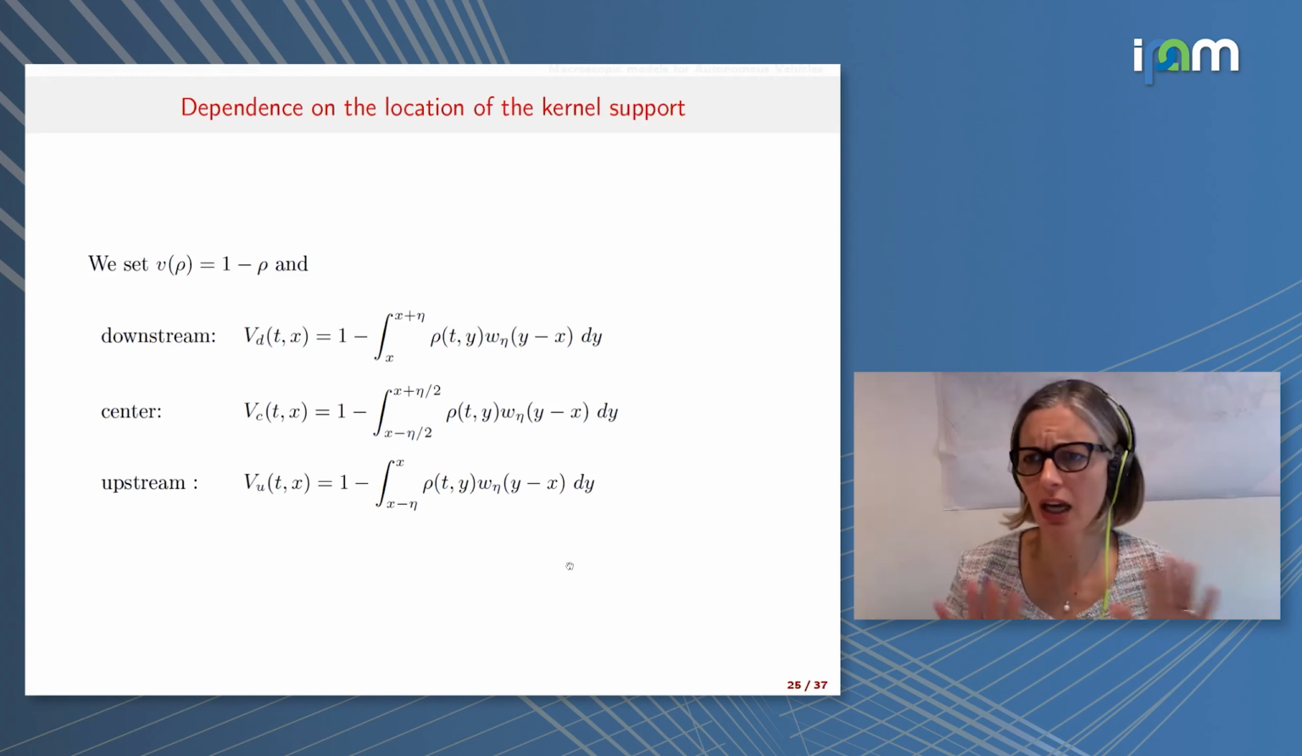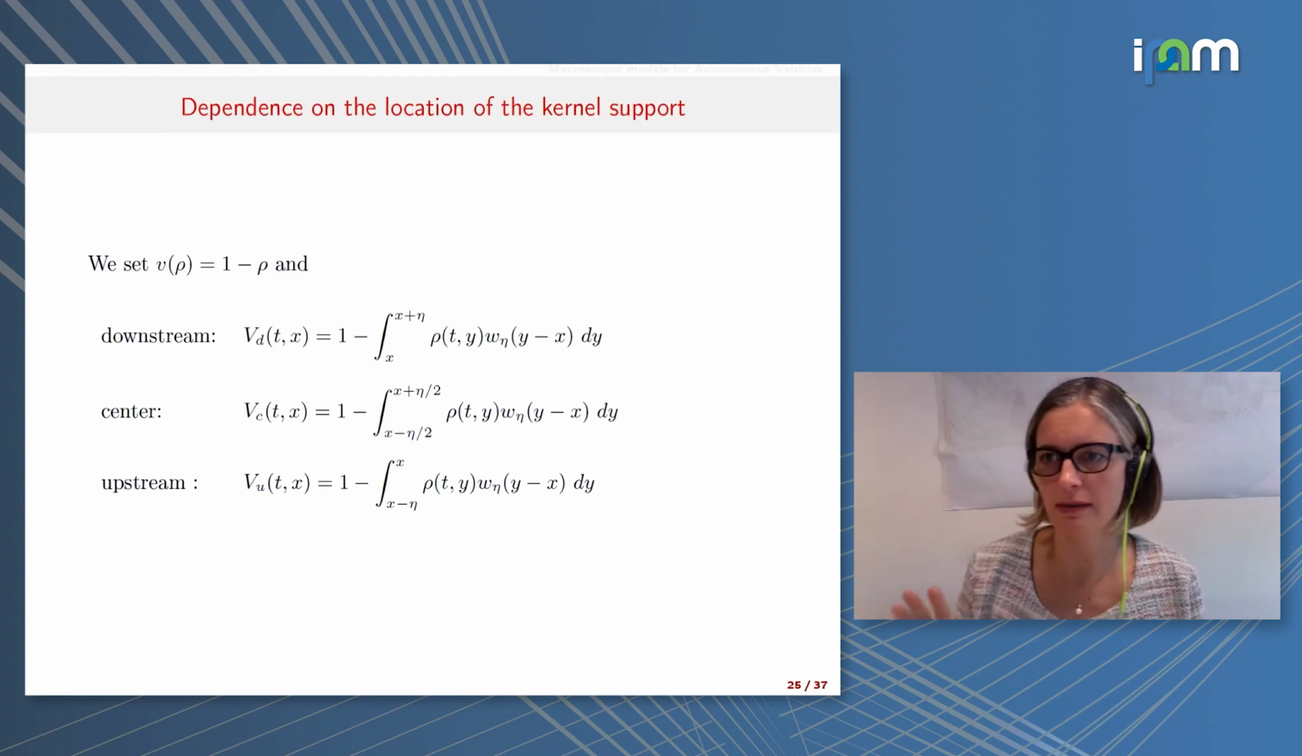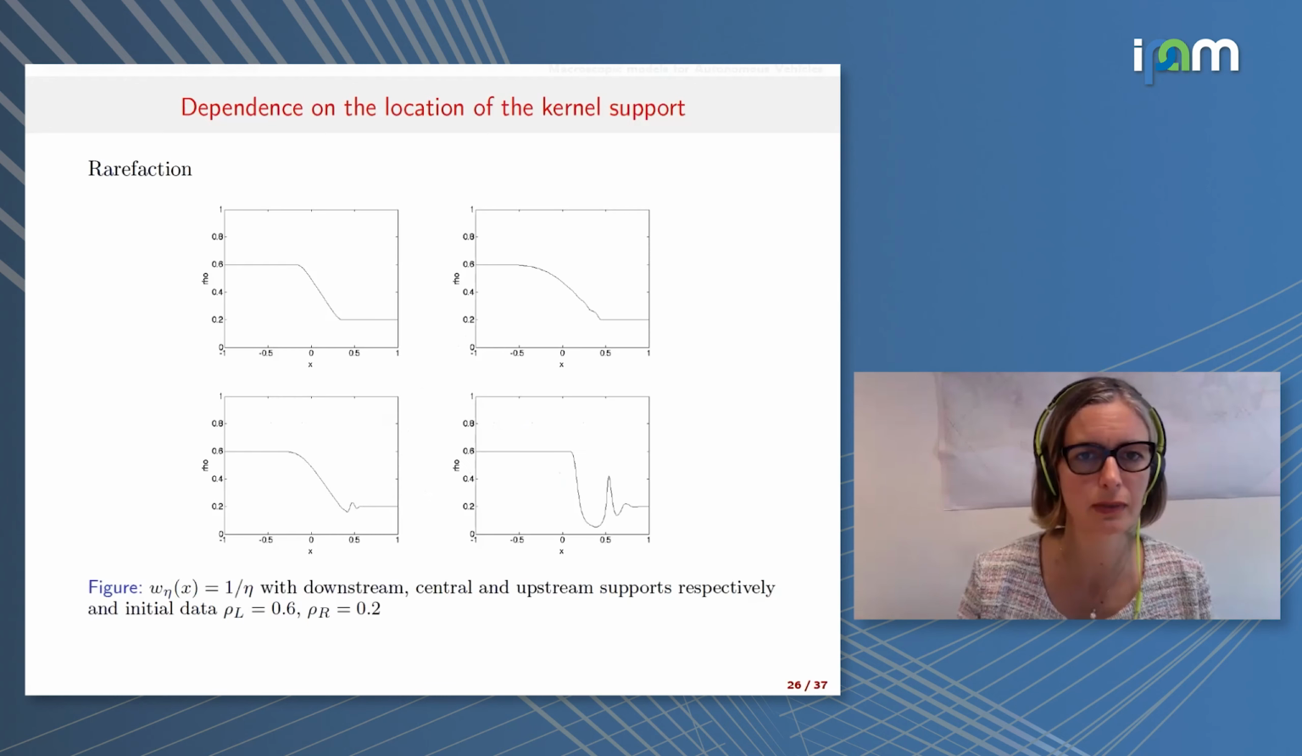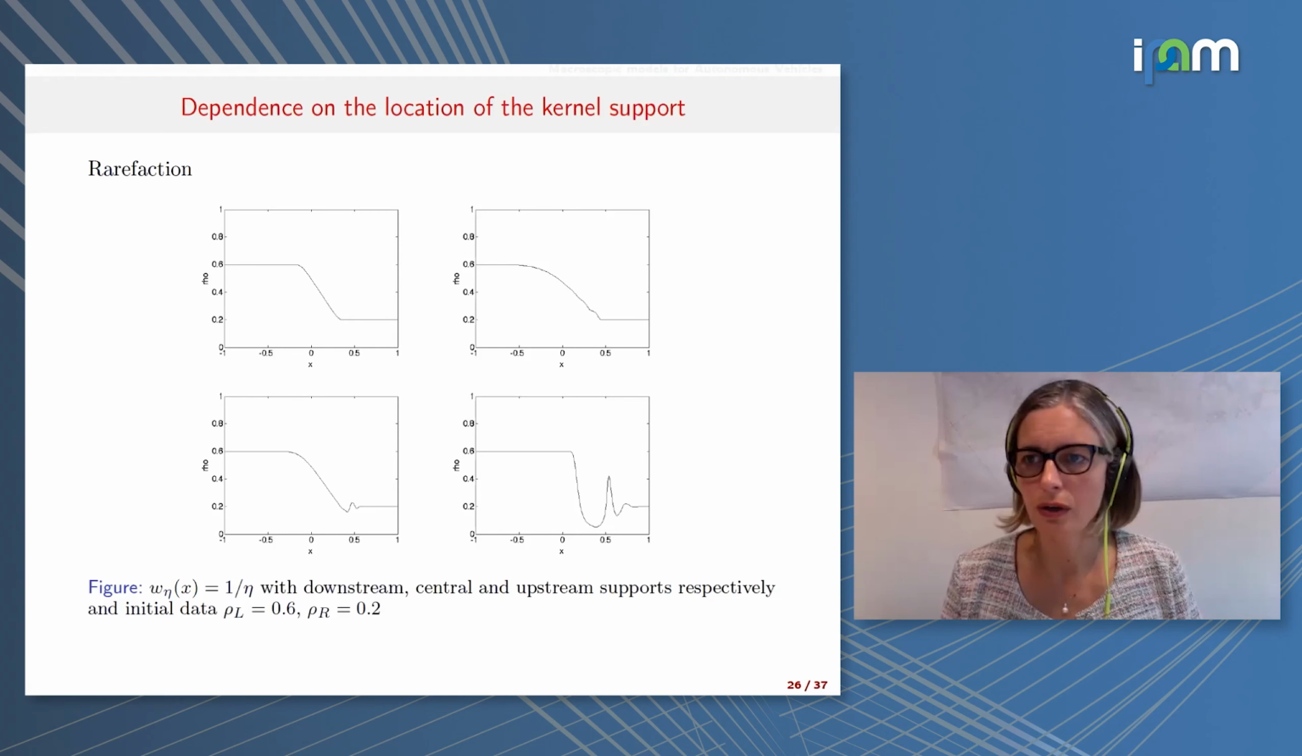And I'm taking a constant kernel here, okay? So the monotonicity of the kernel has no impact. I'm taking a constant kernel equal to 1 over eta, and I'm fixing that. So look at what happens.